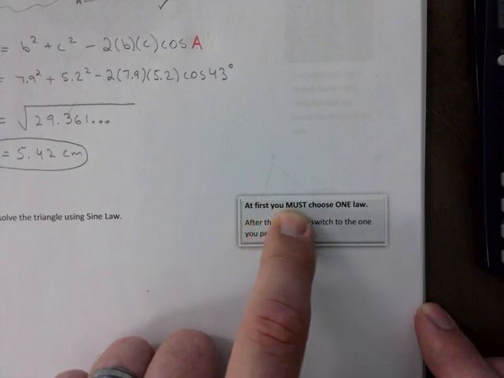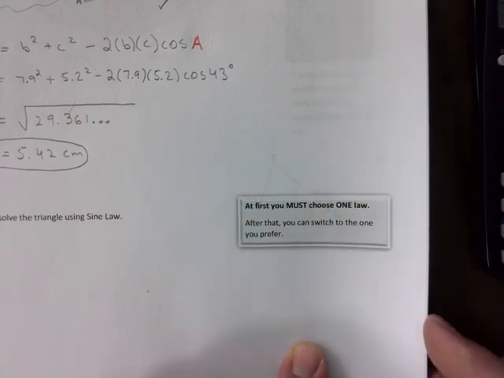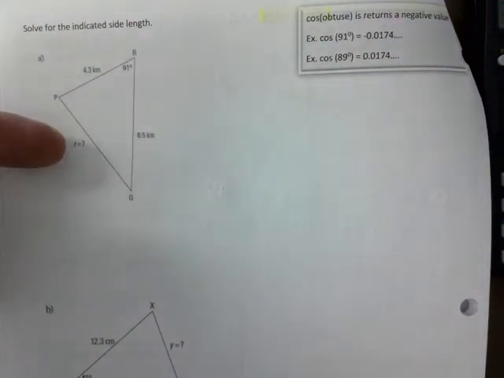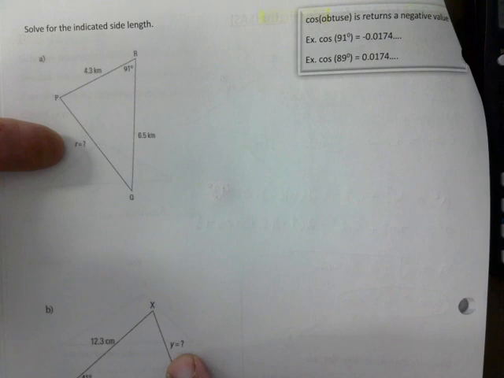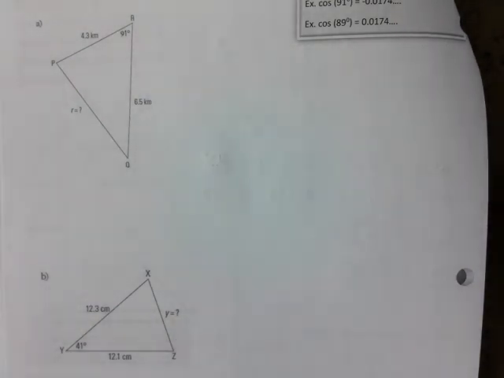It says here, at first you must choose one law. You cannot do sine or cosine. It's only one that you can start off with. Okay, I'm going to skip the solve the triangle. I'm going to get you to go straight to page 17. And it's asking you to solve for the indicated side length on page 17. So solve for side R, and B is solve for side Y. And I'll give you the answers in a bit. Okay, so just give it a try.